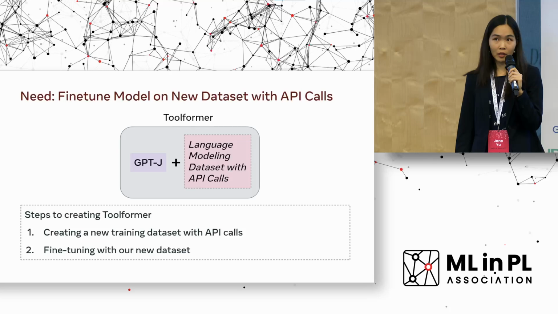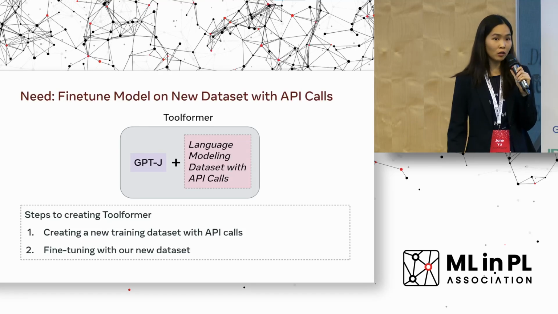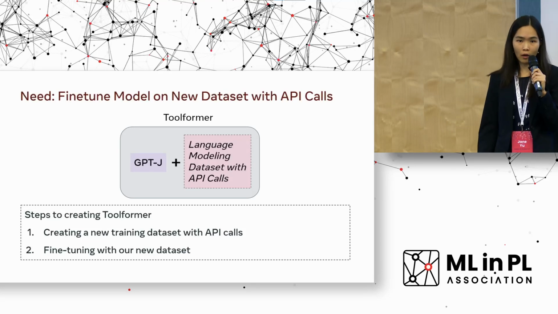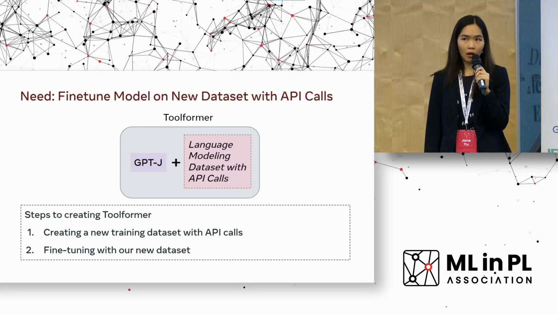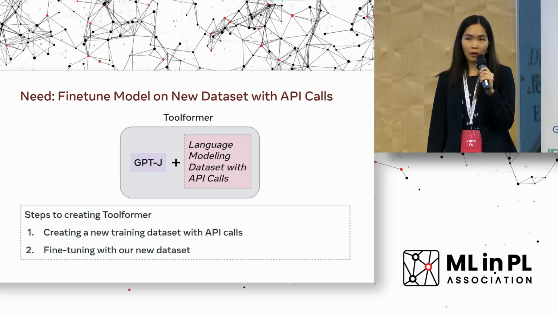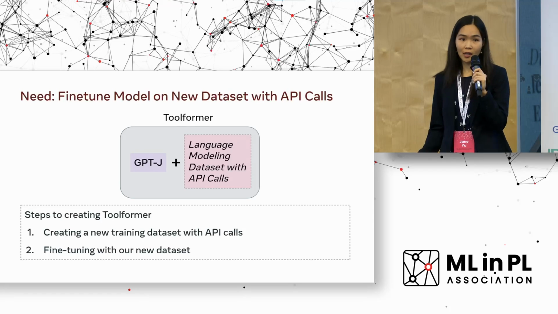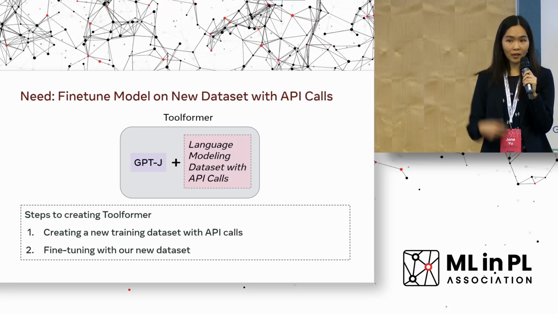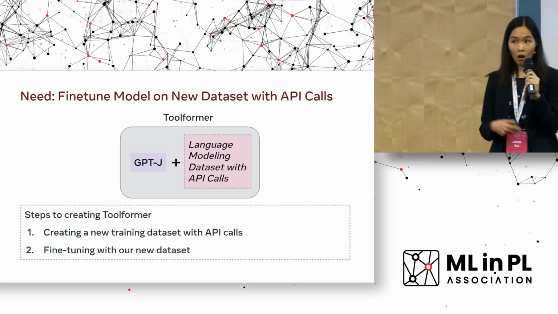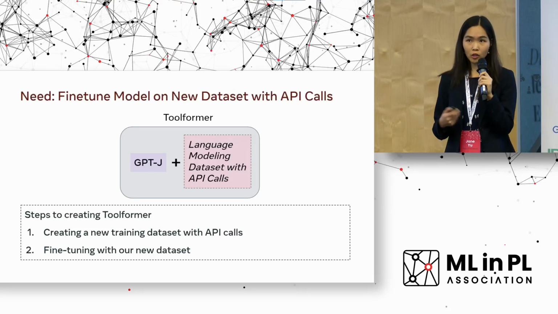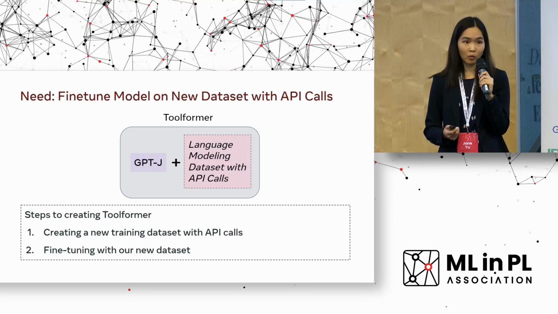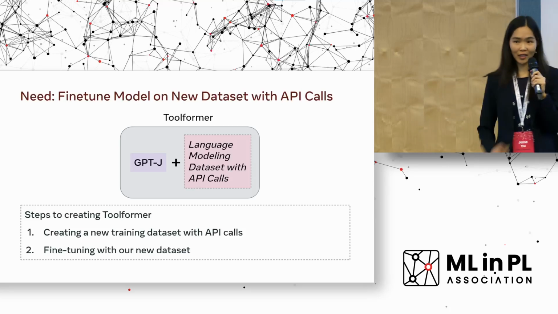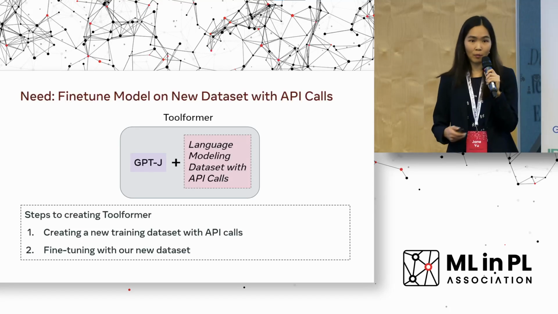So the way that Toolformer differs is that it's a fine-tuned model. It's fine-tuned to know how to do these tool usage calls. And the way that it's fine-tuned is we first create a new training data set augmented with these API calls in natural language. And then the second step is obviously to fine-tune our base model, GPT-J, on that new data set. So GPT-J is a 6 billion parameter model. It's nowhere near the size of GPT-3, but it's still capable of using tools, as I'll show you in just a second.